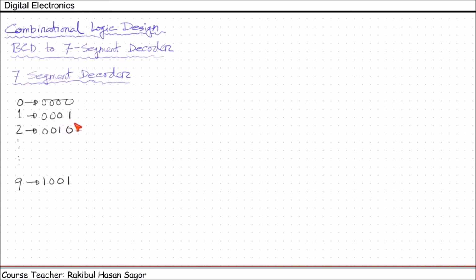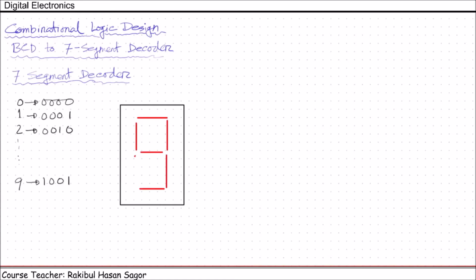In a 7-segment decoder, we have this type of formation. There are 7 segments. These are the segments, and each of the segments is connected with LEDs, light emitting diodes. So this is one LED, this is another LED, this is another LED, this is another LED, this is another LED, this is another LED, and this is another LED. And there is another LED which represents the dot sign.